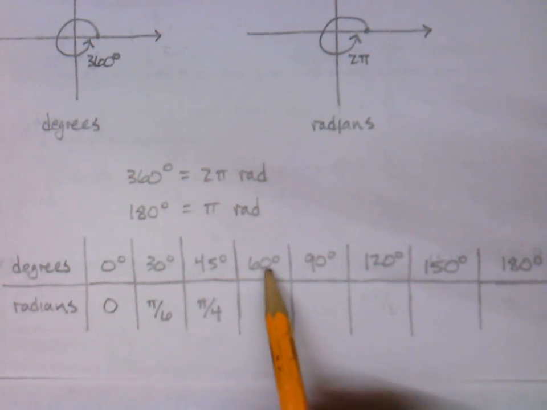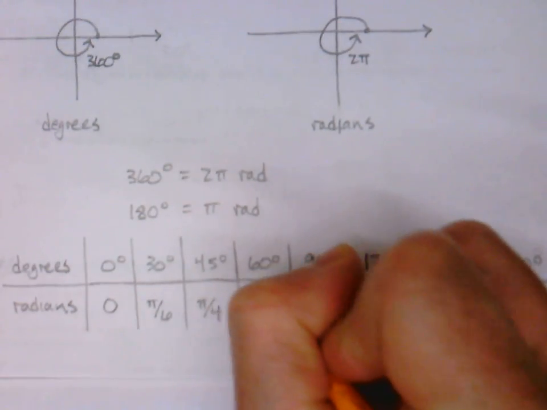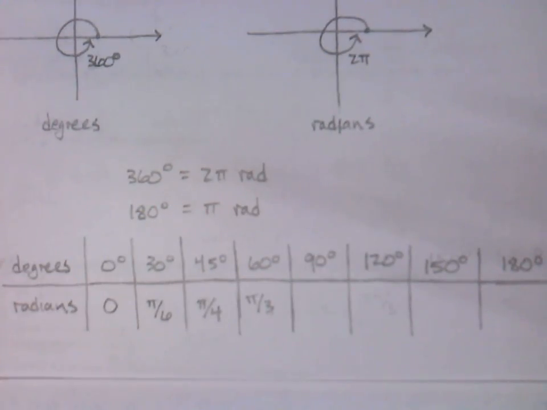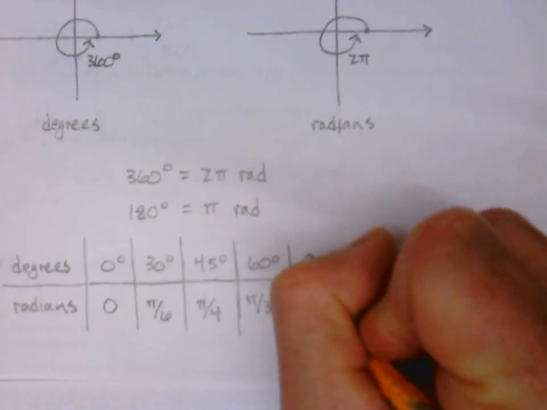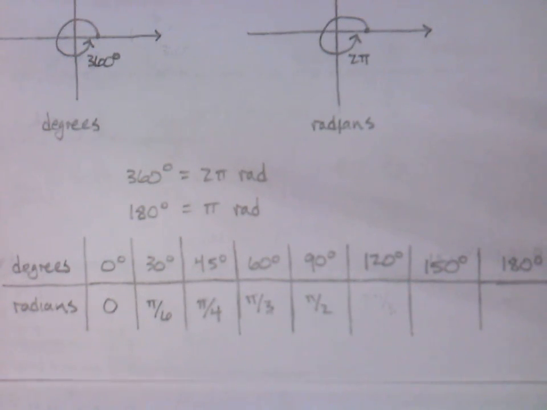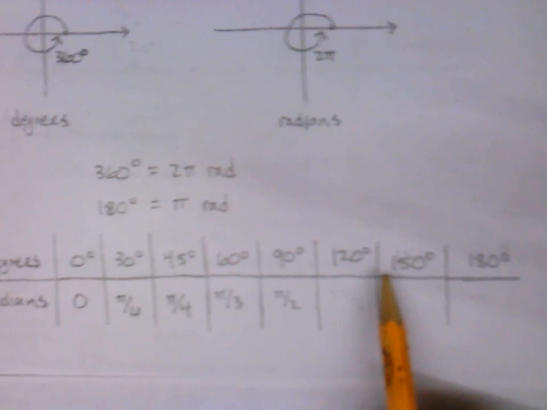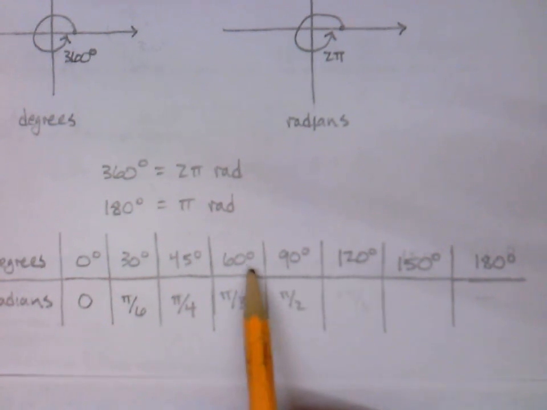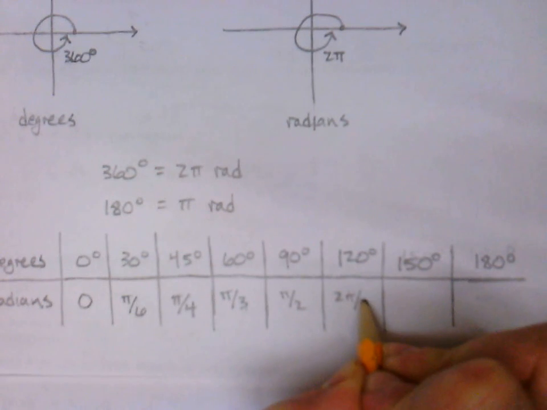Okay, how about 60 degrees? Well, I've divided by 3, pi over 3 radians. And maybe it's getting easier now. 90 degrees, dividing by 2, pi over 2 radians. Ooh, now this is getting interesting. 120 degrees. Let's see. Well, isn't that double 60? So let's double this. 2 pi over 3.